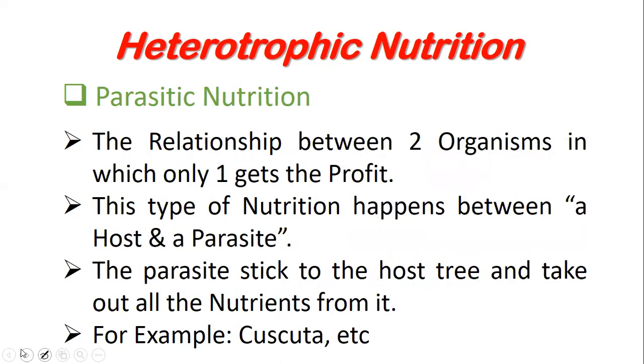Parasitic nutrition, point number 4. The relationship between two organisms in which only one gets the profit is termed parasitic nutrition. This type of nutrition happens between a host and a parasite. The parasites stick to the host tree and take out all the nutrition from it. For example, Cuscuta, etc.